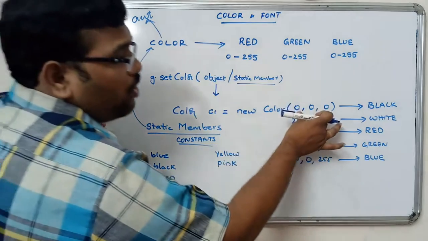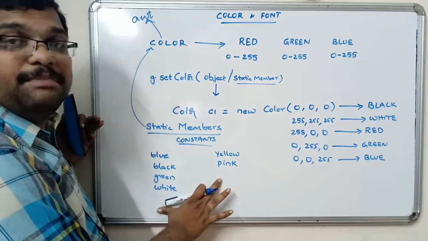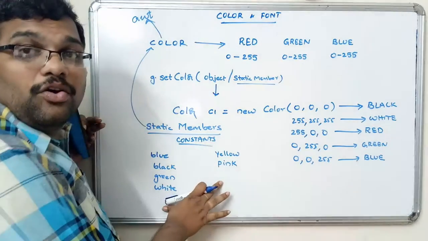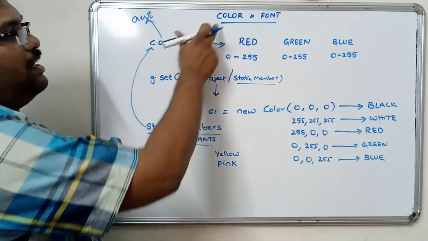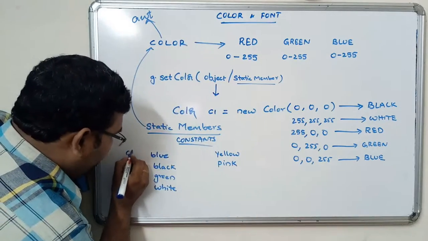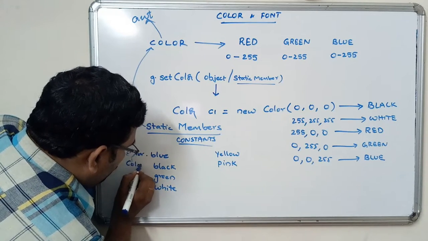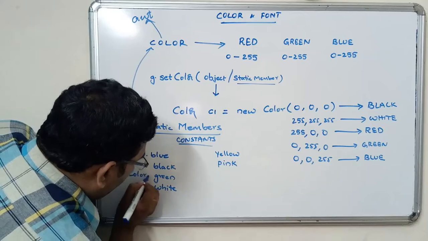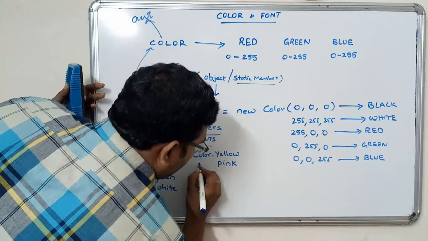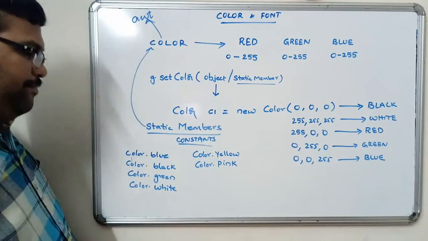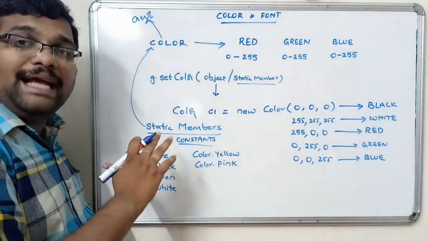So we need not give the combination of RGB. Instead of giving this range directly, we can access these constants. But in order to access these constants, it should be done by using the class name. That means we have to call it as Color.blue, Color.black, Color.green, Color.white, Color.yellow, Color.pink, right? There are some more as well. So these members can be accessed directly.